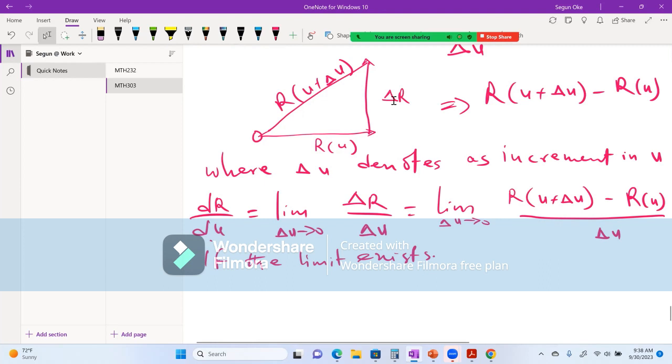So now let's look at the space curve. Then from there, we talk about the differential formula and partial differential formula. Then we look at the rules. How do we solve them using the rules? Are we together? Yes, sir.